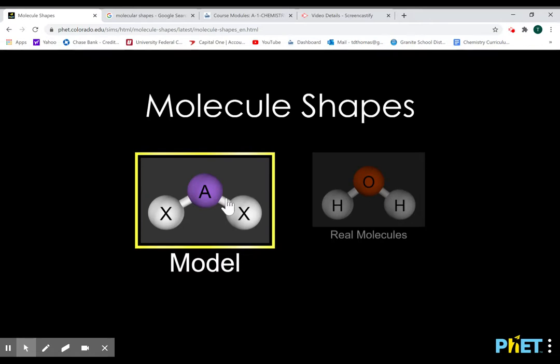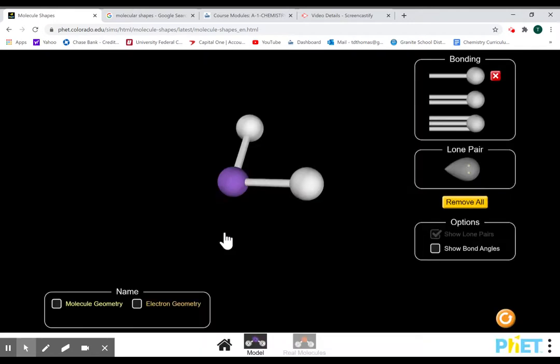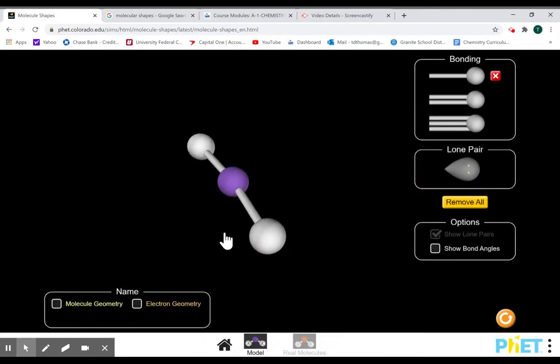Okay, so you have two options when you get here. You've got the model and the real molecules. We're going to be using the model because we want to build our own. It's moving a little slow, but let's go ahead and remove all from the central atom and go down here and click molecule geometry and electron geometry. Those are the two things that we just talked about in the chart, okay? And let's go ahead and just show the bond angles as well so that we can get to know those.